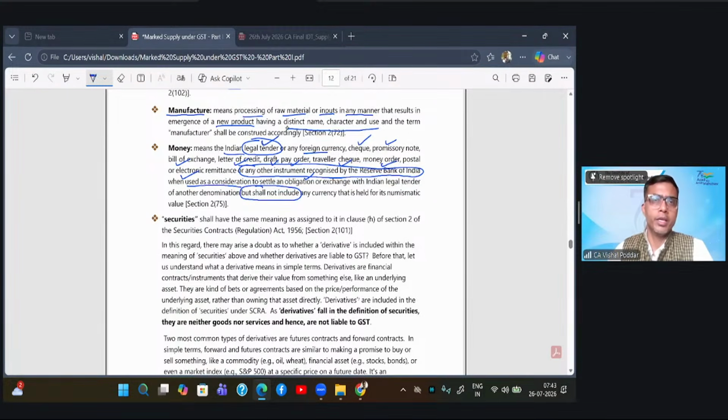Now, interestingly, the carve out is what will not be treated as money. So we said currency, legal tender is money, whether Indian or foreign. But some currency is not money. Which currency? Which is held for its numismatic value. Now you'll say, sir, what is this numismatic value?